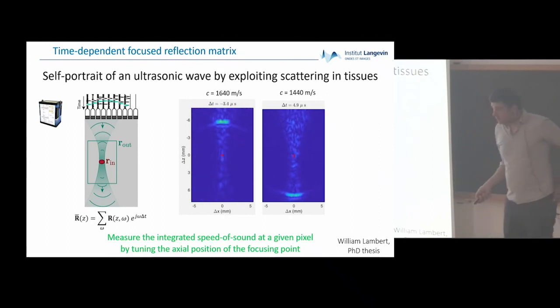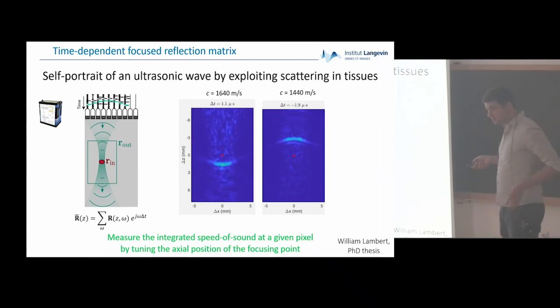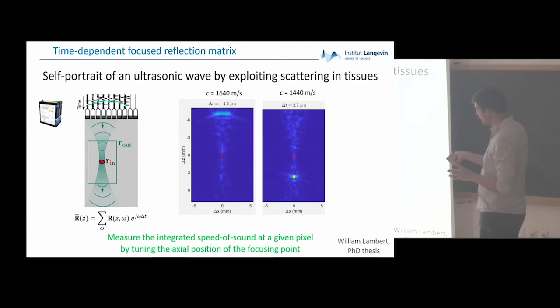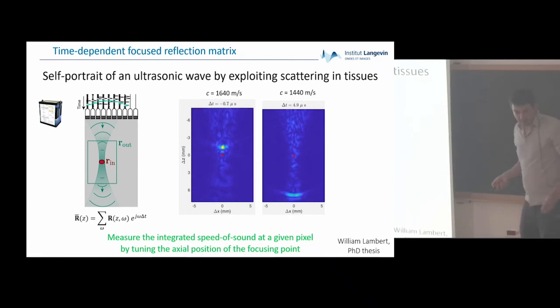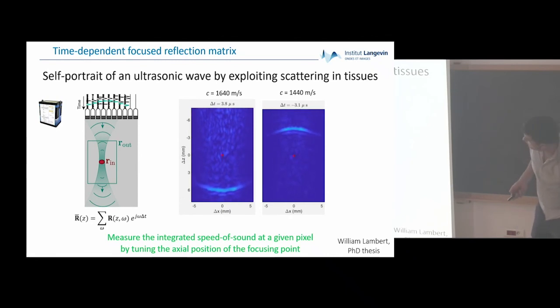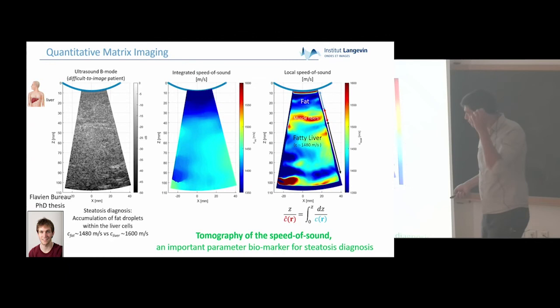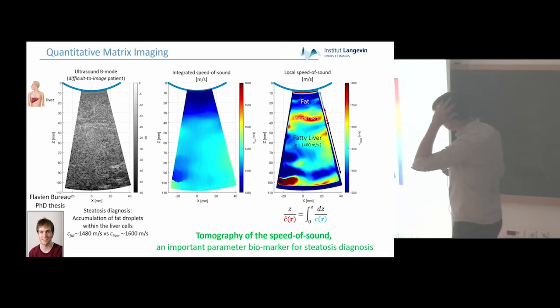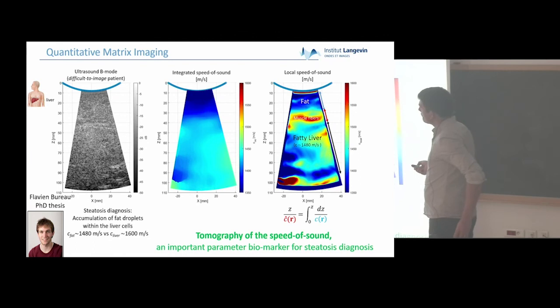So the idea now is to do that for any point in the medium, just looking at the focusing process like that in the spatio-temporal domain, and measure an effective wave velocity for each point. And this is something that has been done by Flavien Bureau during his PhD thesis. So here he looked at the ultrasound image of a difficult-to-image patient, meaning obese. You cannot see it on the ultrasound image, but you have a thick layer that I will be able to extract thanks to wave velocity.